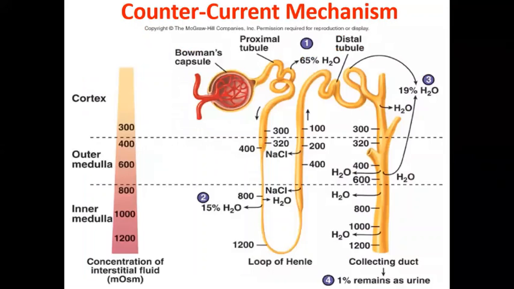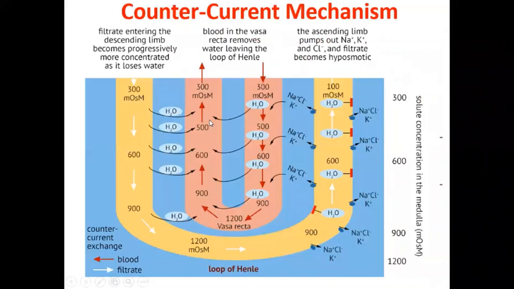So we are here. The vasa recta, you can see that blood is coming from the cortex all the way down, then it's going back to the cortex. As this blood is coming from the cortex, it comes with blood which is the same osmolarity as that of plasma. So you can see the osmolarity of this blood is at 300.